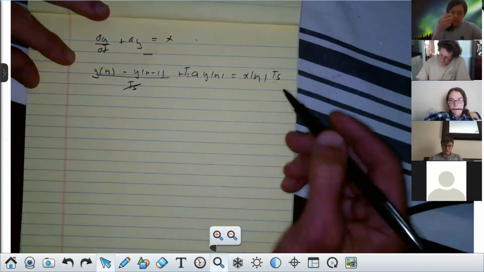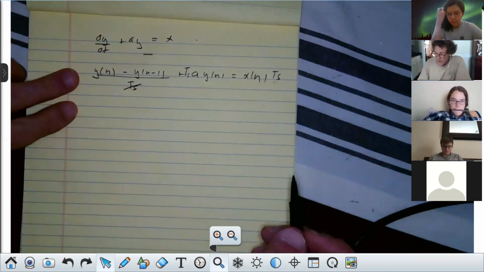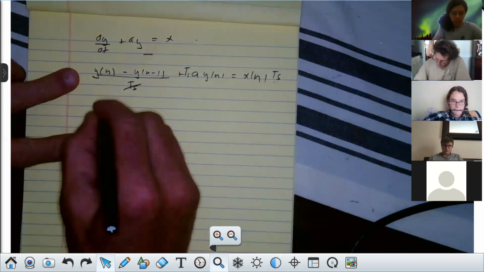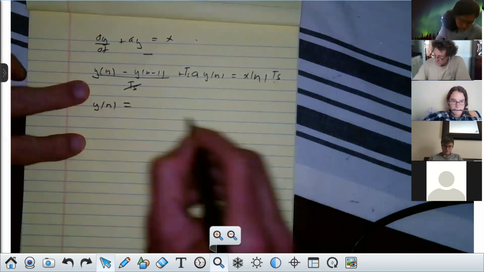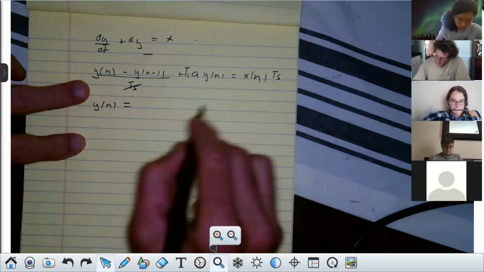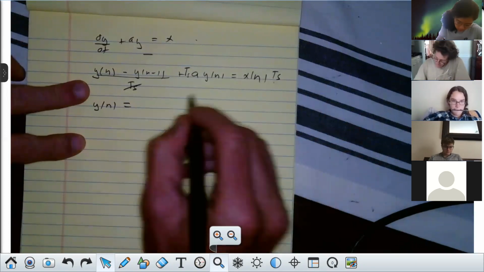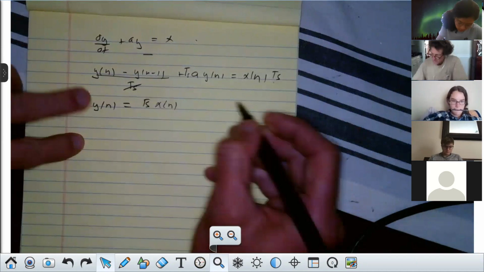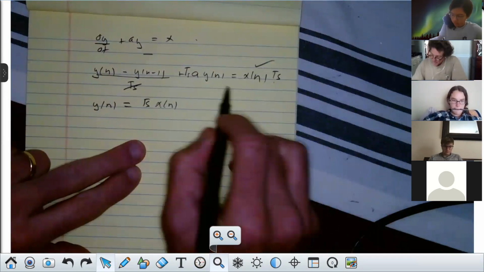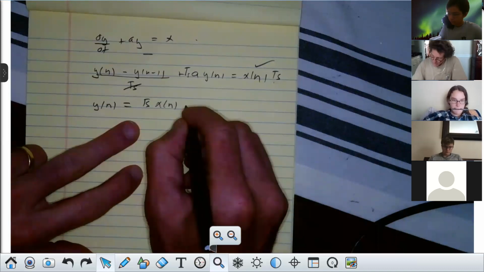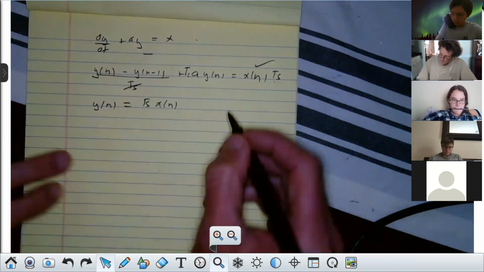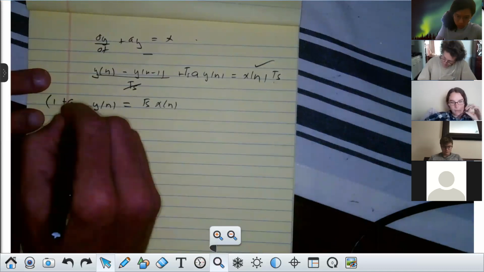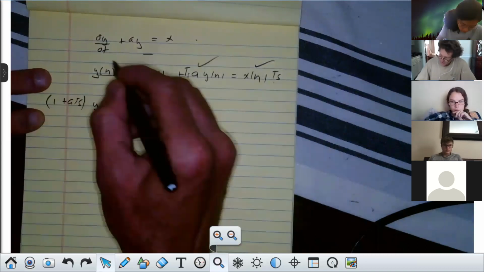Okay. Now, what we normally do is solve for y of n. That would be the system output. So you take everything to the other side and you have y of n equal to x of n times TS, right? That checks that box. Then I should have gathered 1 plus ATS right here. That accounts for this term and this term.